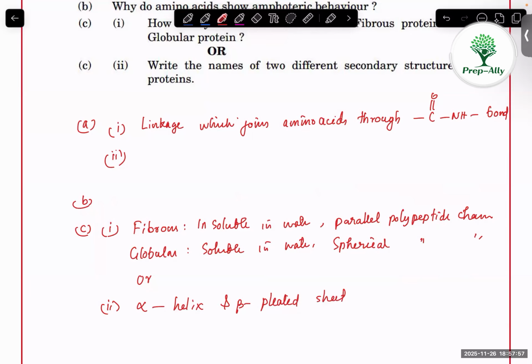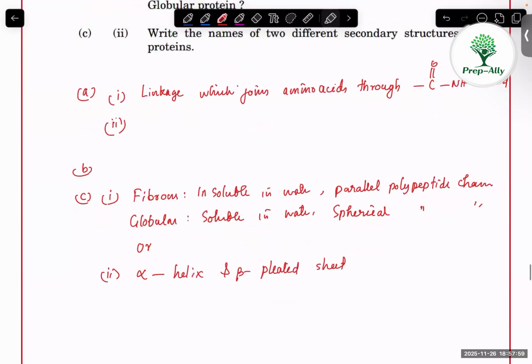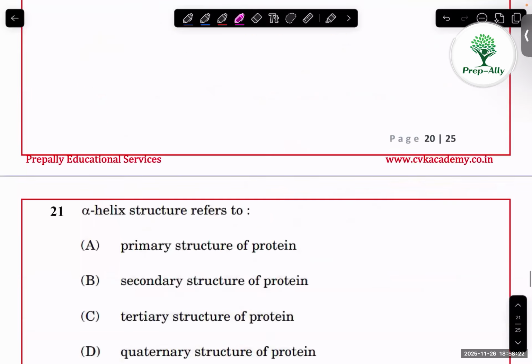Simply, you can get the half. Let's say in this exam you only write this one, still you will get half marks. So that is a good thing about exams. You will never lose marks. Whatever you know, you should write that. Don't overwrite, that is the thing you need to remember. You can write whatever you know, you will get the marks. So the answer will be alpha helix and beta pleated sheet.